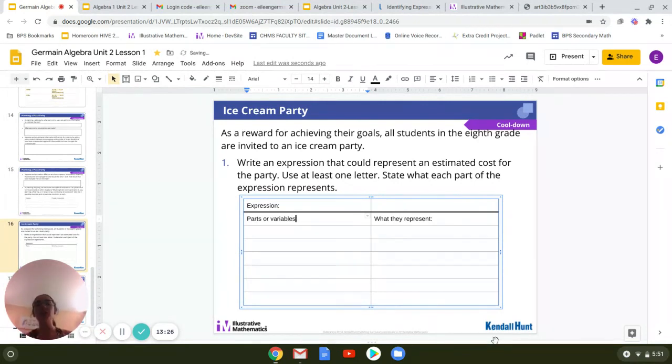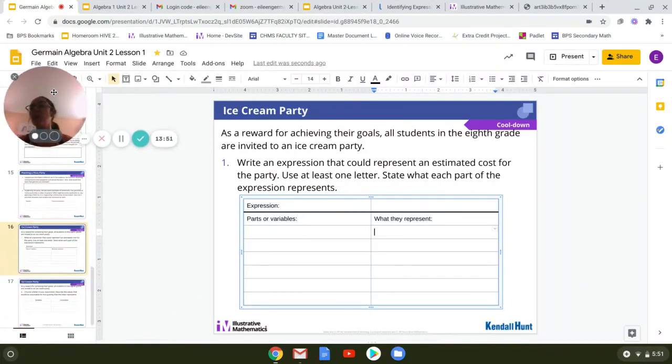Okay, so you're going to look at your parts of your variables. You're going to put them down here, and you're going to tell me, what do they represent? V represents vanilla ice cream, the number of quarts of vanilla that I'm buying. C stands for the chocolate. S stands for sprinkles. Give me some sort of expression and identify what each of those variables stands for.